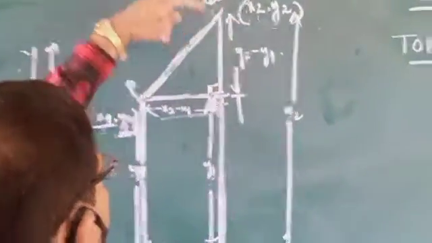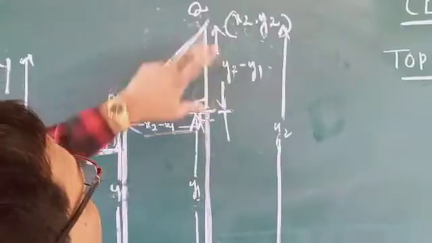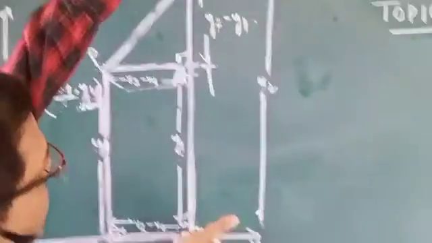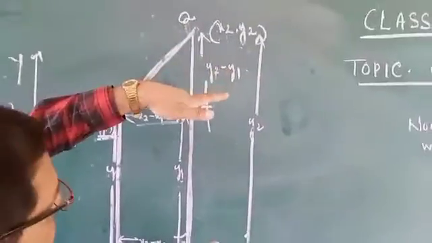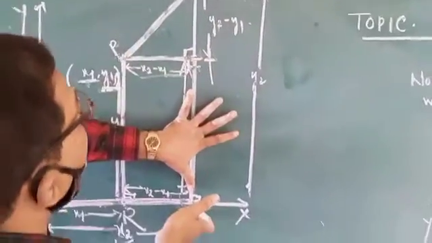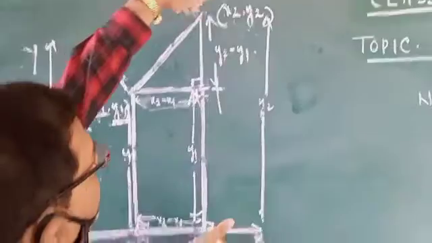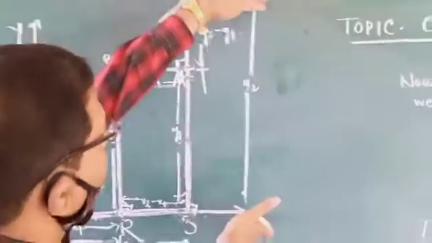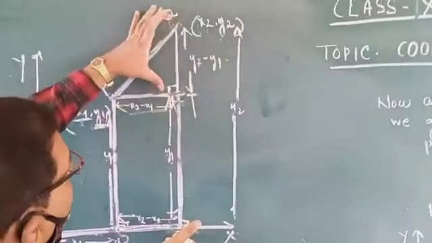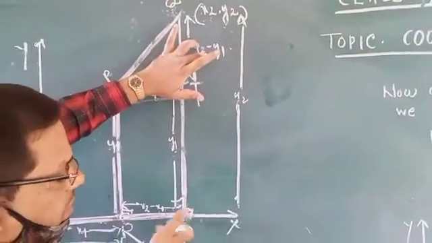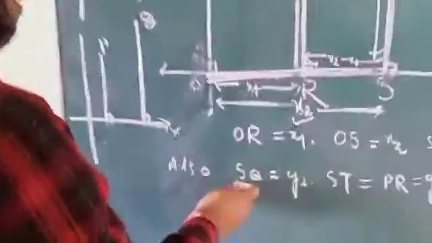This is QT. So QT will be how much? Now QS total. This is QS minus TS. So total QS is equal to y2, and your TS is how much? y1. So QT will be y2 minus y1. Understand? I have written also.